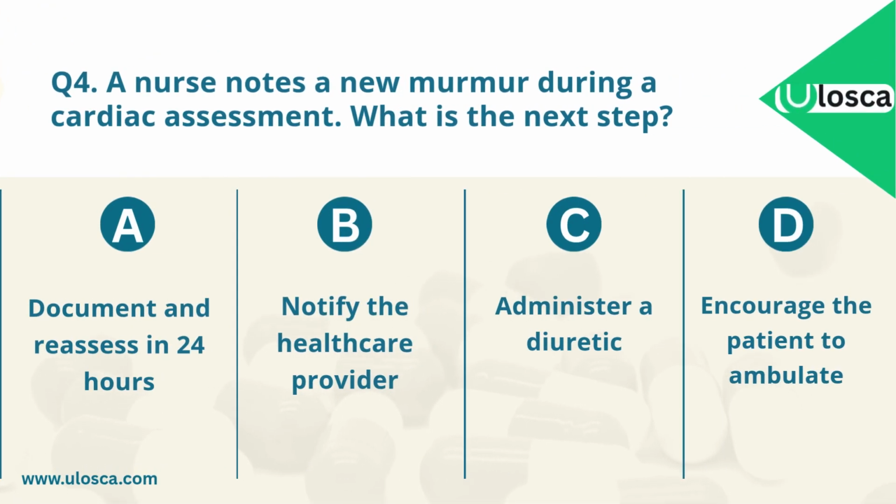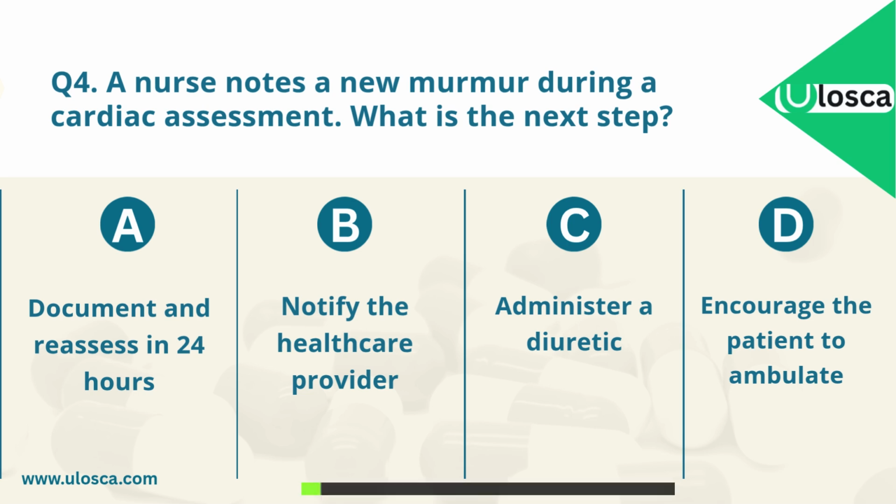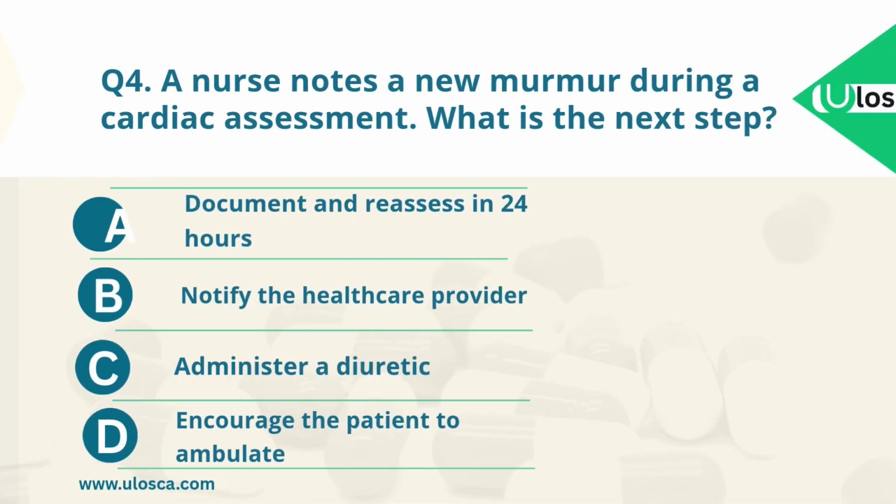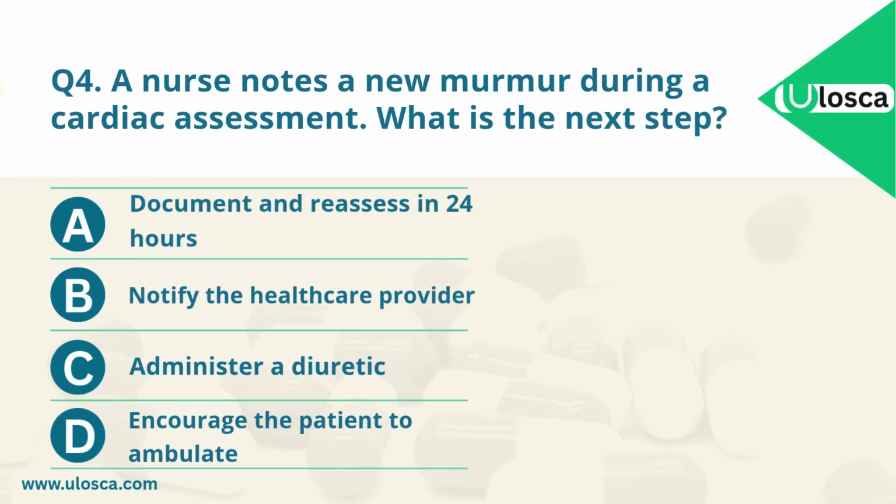Question 4. A nurse notes a new murmur during a cardiac assessment. What is the next step? A. Document and reassess in 24 hours. B. Notify the healthcare provider. C. Administer a diuretic. D. Encourage the patient to ambulate. Which one is the correct answer? The correct answer is B.